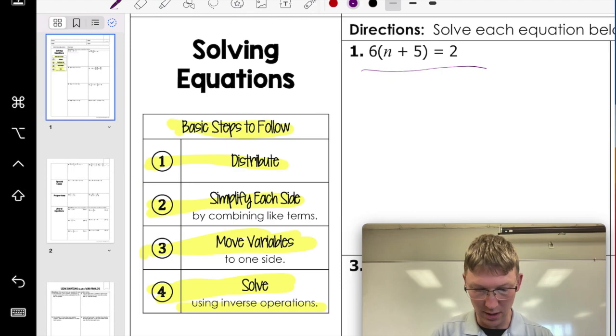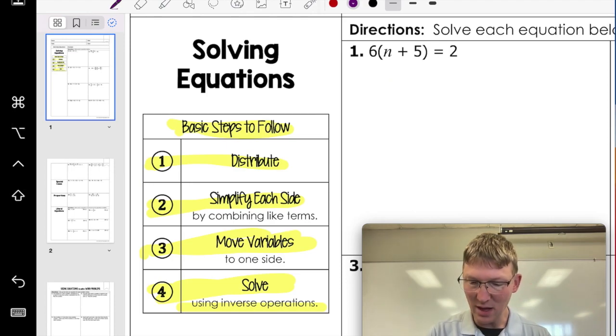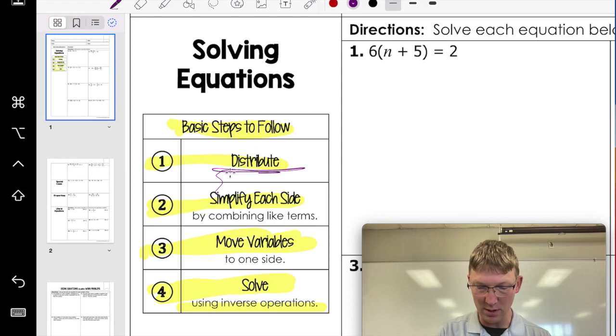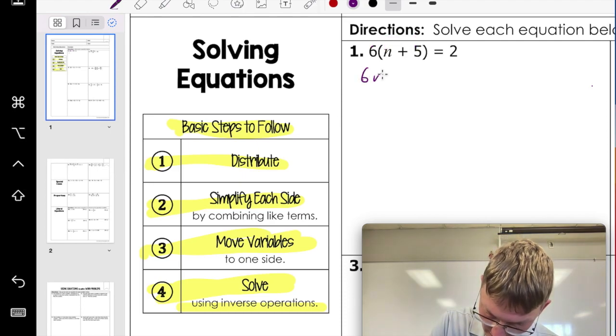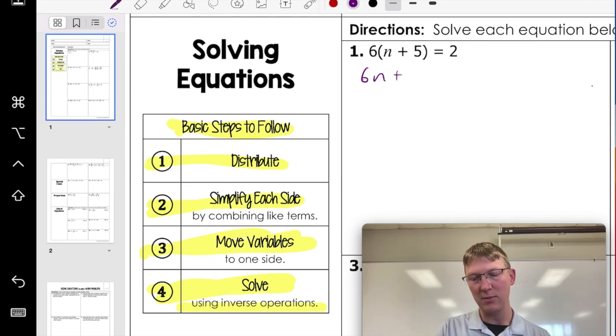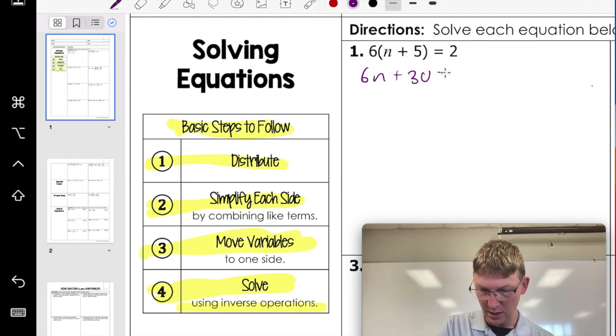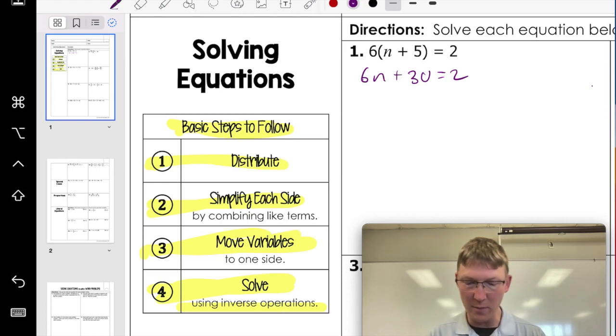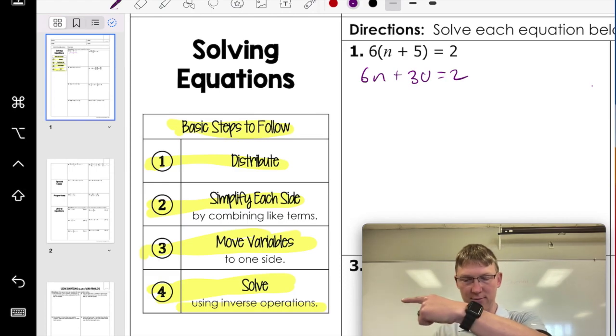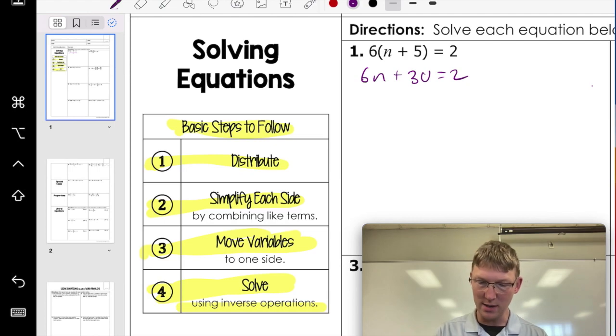So here I am on number 1. It says 6(n + 5) = 2. So step 1, we're going to distribute. So that 6 goes into the n and the 5. So we get 6n + 6 times 5 is 30 = 2. Okay, so now we simplify each side. That side is simplified, that side is simplified, done. Move variables to one side, so I'm going to move all of my n's to the left, and all of my numbers to the right.